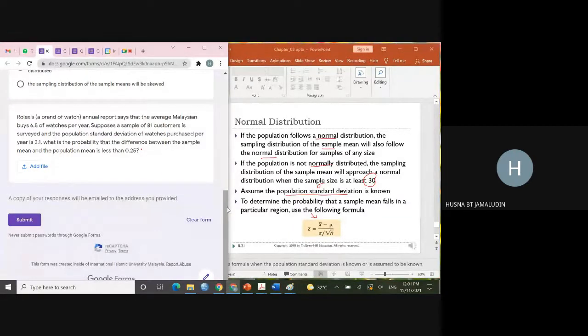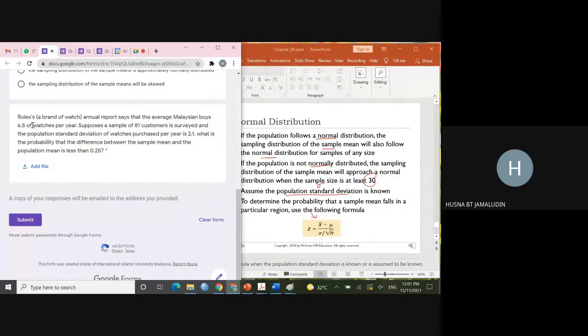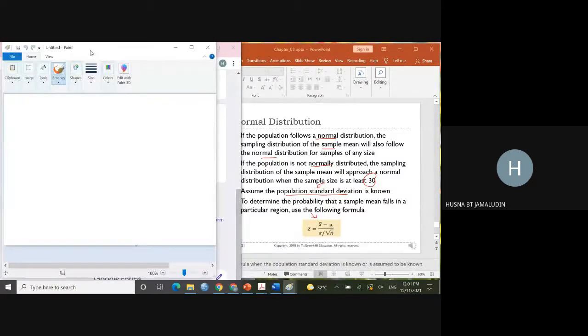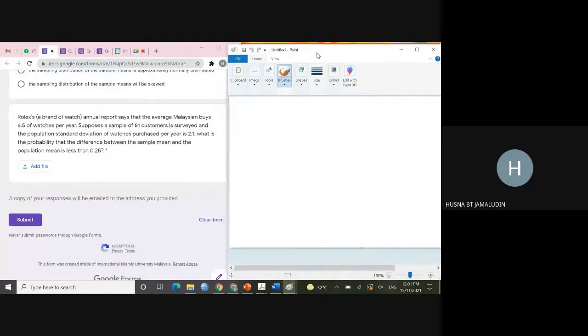Some of the previous section got it correct, which is good. Let's see your performance as well. Rolex annual reports say that the average Malaysian buys 6.5 watches per year. So suppose the sample is 81 customers. Maybe we should do it slowly. Put it here.